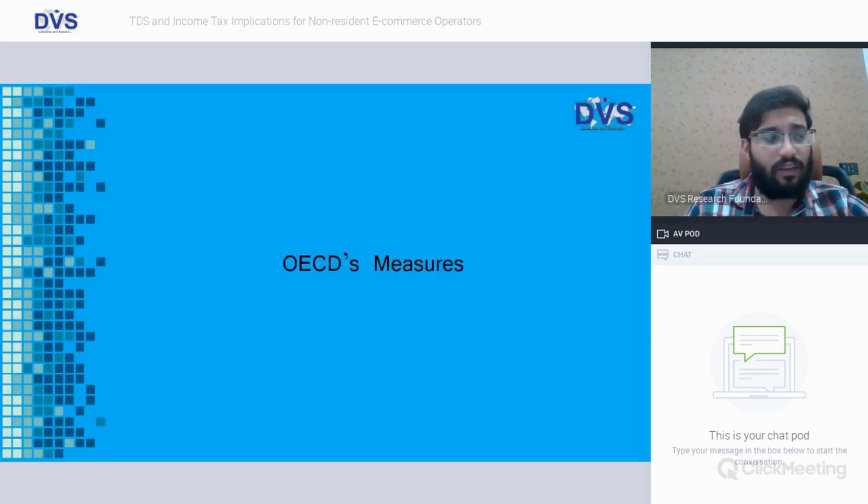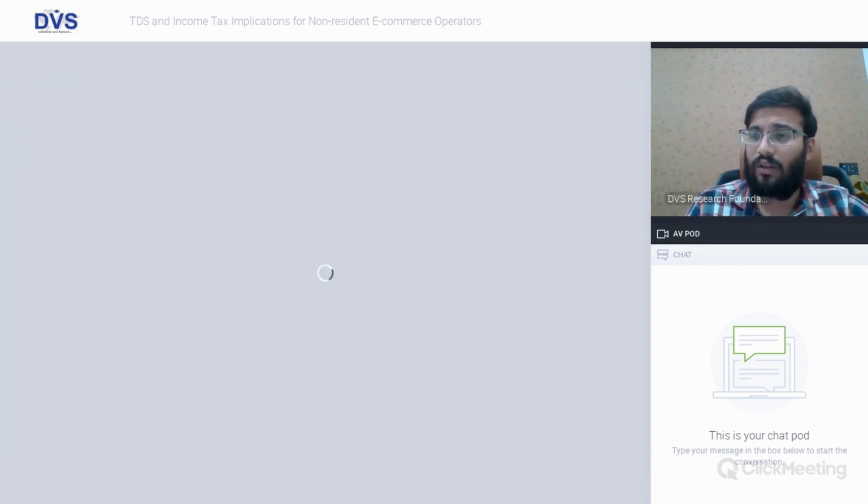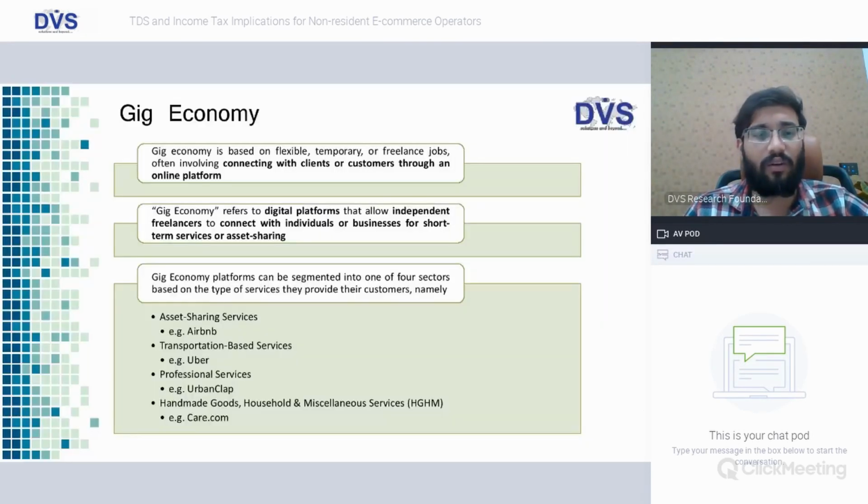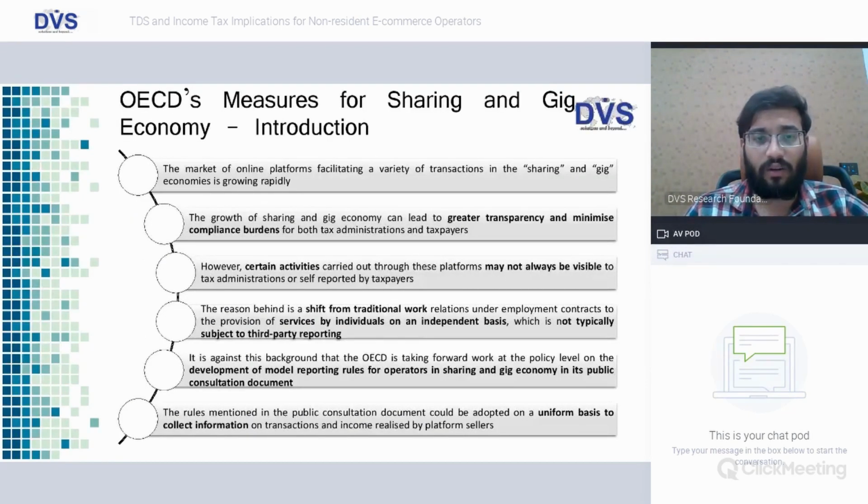OECD's measures for taxing digital transactions or e-commerce operators. Again, in February 2020, if I'm not wrong, there was a consultation document provided by OECD on taxing transactions in the sharing and gig economy. What exactly is the meaning of gig economy? It is based on flexible, temporary or freelance jobs, often involving connecting clients or customers through an online platform. It refers to digital platforms that allow independent freelancers to connect with individuals or businesses for short-term services or asset sharing. For example, Airbnb, Uber, UrbanClap, Care.com would get covered within the ambit of gig economy.